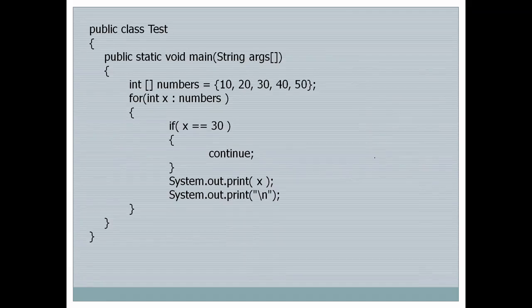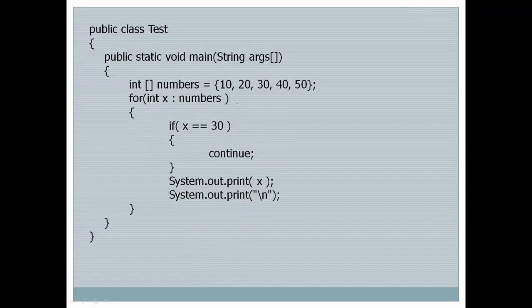Okay, let us see one example on the continue statement. So we have a similar example here. We have a class test, then we have a main function. Inside the main function, again we have declared an array variable numbers with the same values, and we have a for each loop, x colon numbers.